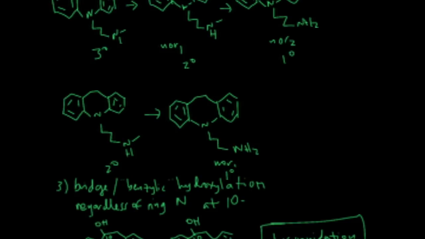Only one carbon attached. So that's your NOR1 metabolite. You can't produce a NOR2 metabolite, or else you're just going to get rid of this amine group, and it's not even an amine anymore. You just have a ring system, no amine.